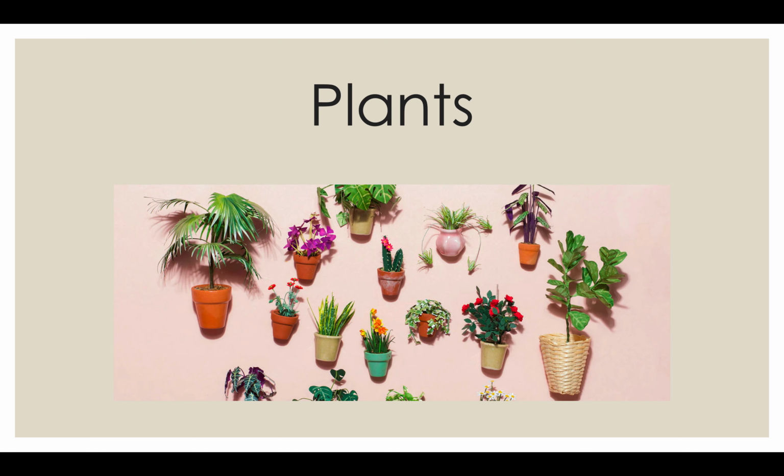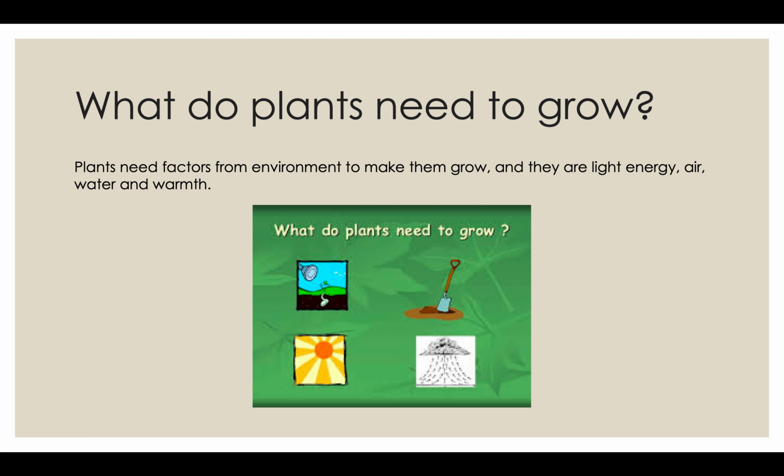So let's get into plants now. So, what do plants need to grow? Okay, so plants and seeds are very similar, obviously, because they're one. So, we mentioned how seeds need water, air, and warmth to grow. Well, plants need factors from the environment to make them grow as well. They need light energy, air, water, and warmth. So, that is just one more thing they need from seeds.